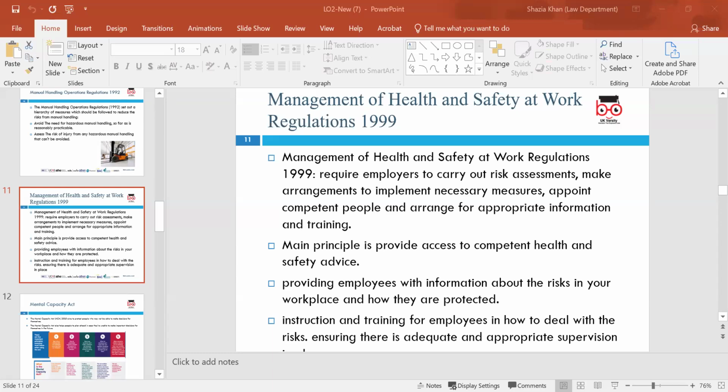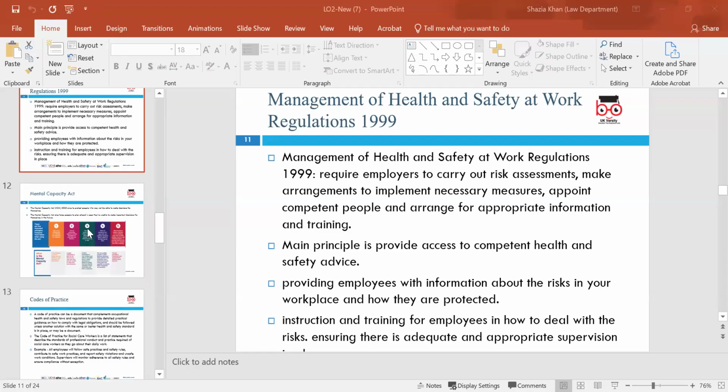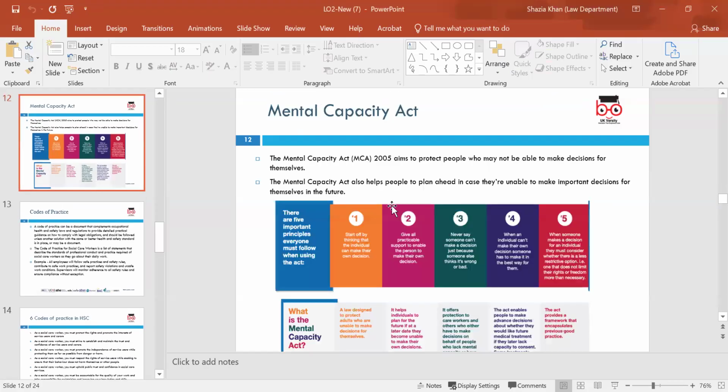So the next act we're going to look at is quite an important act as well as the other ones, but this is the Mental Capacity Act. And this act obviously aims to protect people who lack mental capacity, okay? It protects vulnerable people aged 16 and over who lack the capacity to make their own decisions about their care and treatment. So it provides a legal framework for making decisions on behalf of people who lack capacity.